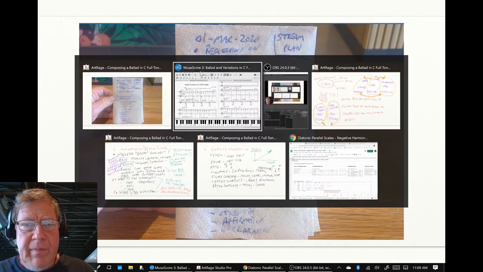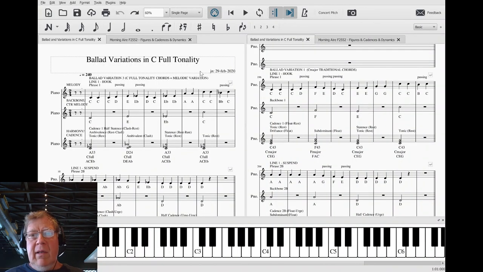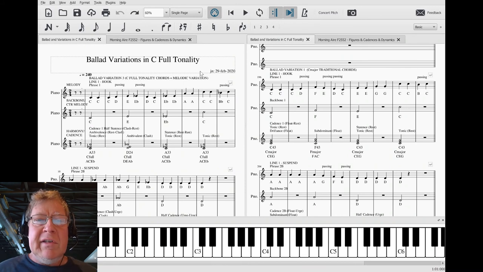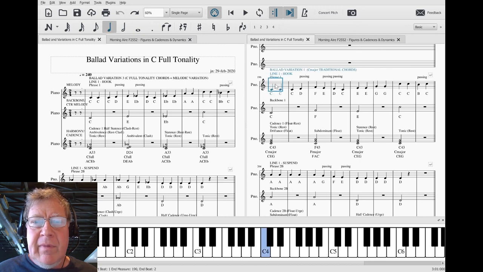So here is the ballad Variations in C, full tonality as they are currently constituted. Variation one.